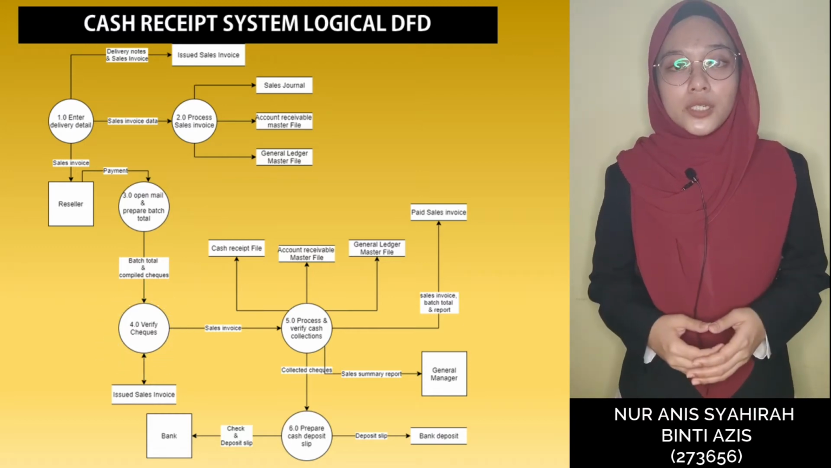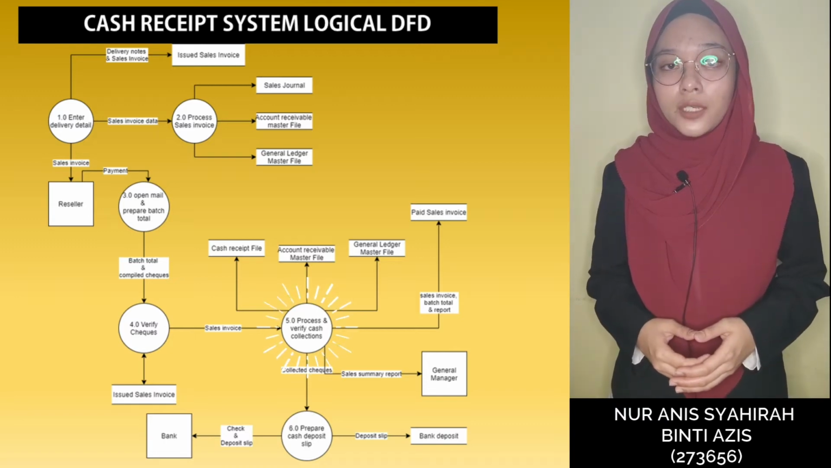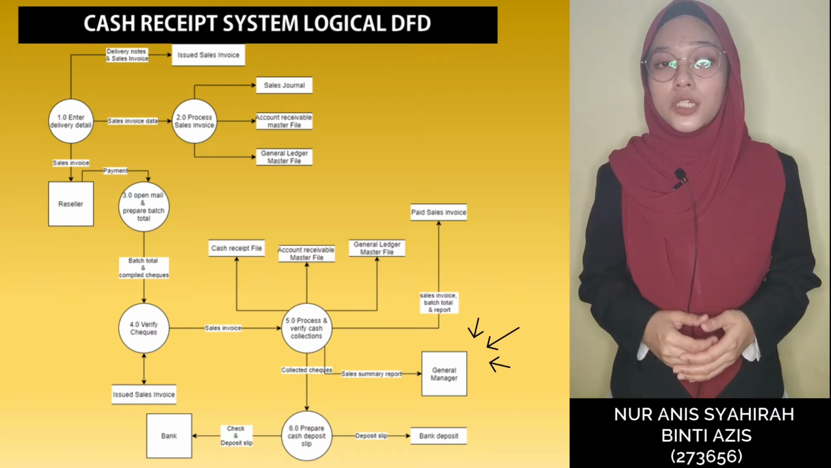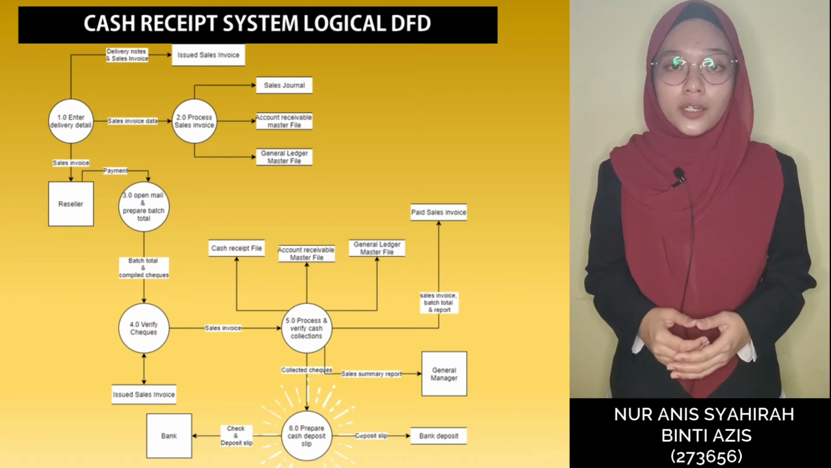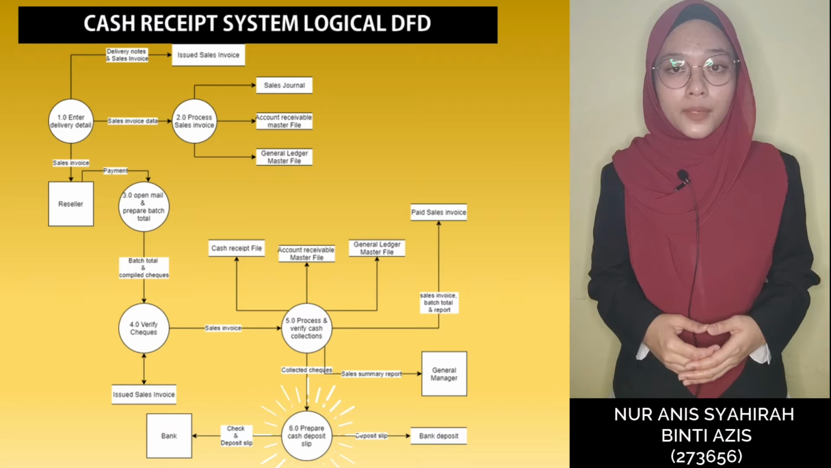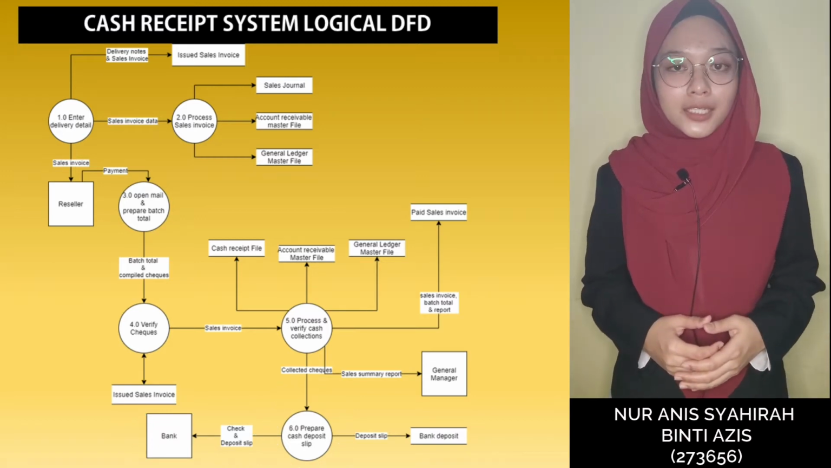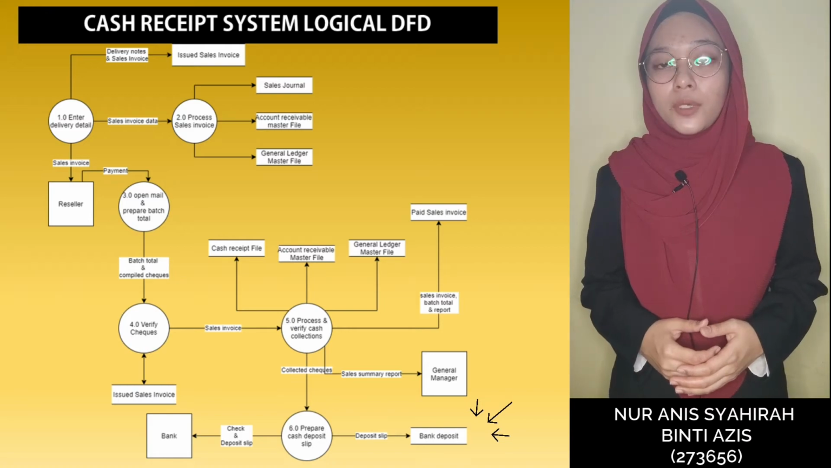Then, the cash collection is processed and verified in process number 5, and a sales summary report will be forwarded to the general manager. Checks are used to prepare the cash deposit slip, and both the checks and deposit slip will be sent to the bank. Lastly, the deposit slip will be kept in a file.